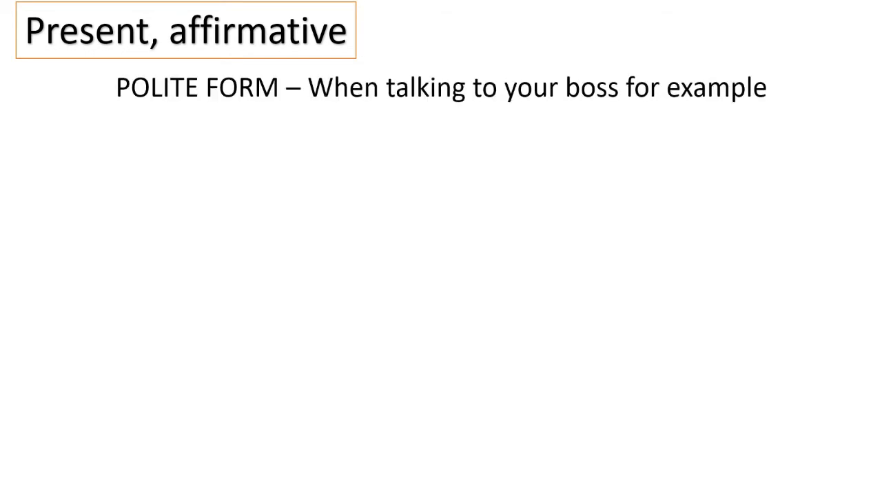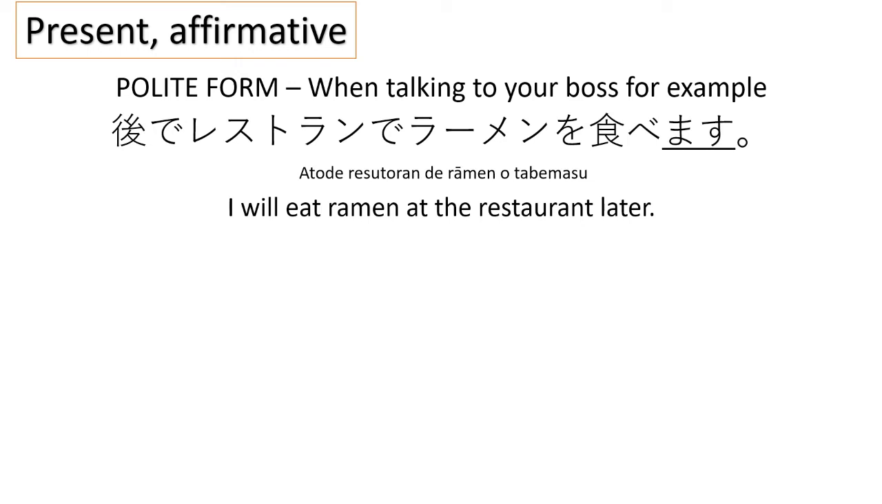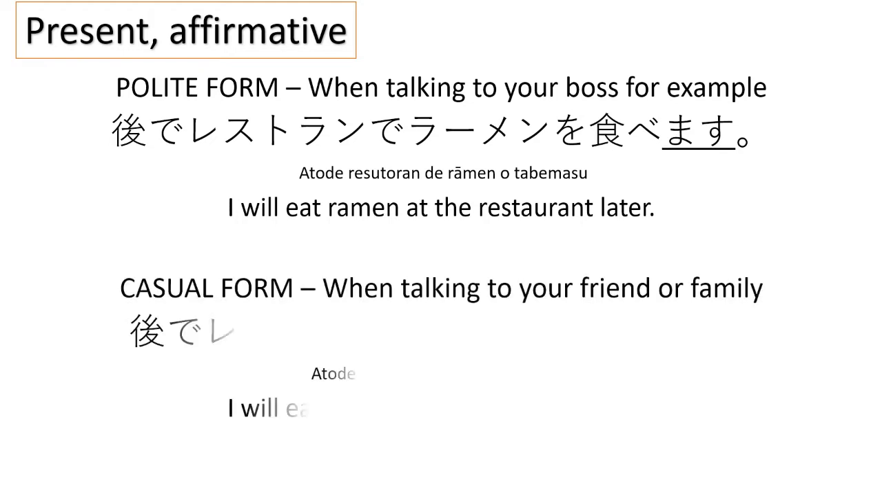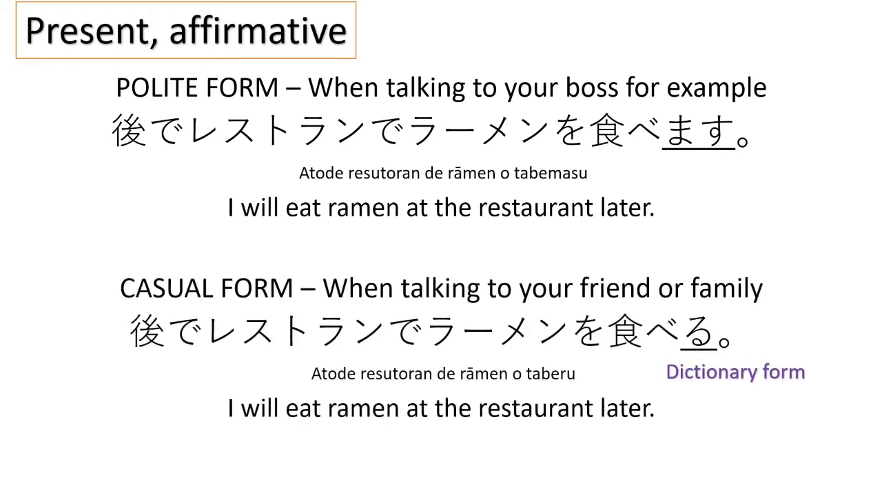Alright. For example, polite form. I will eat ramen at the restaurant later. You talk to your boss and you say, I will eat ramen at the restaurant later. Since it is your boss that you are talking to, you use tabemasu. Ato de restaurant de ramen o tabemasu. Okay? Now, when you are talking to your friend or your family, we use the dictionary form, taberu. Ato de restaurant de ramen o taberu. I will eat ramen at the restaurant later.